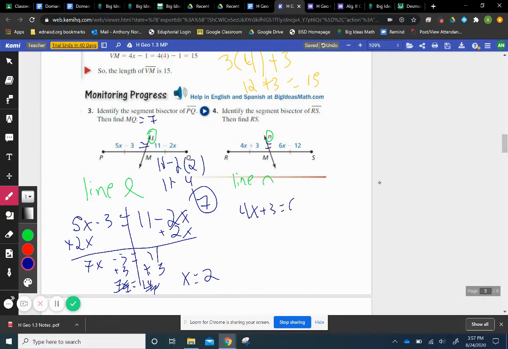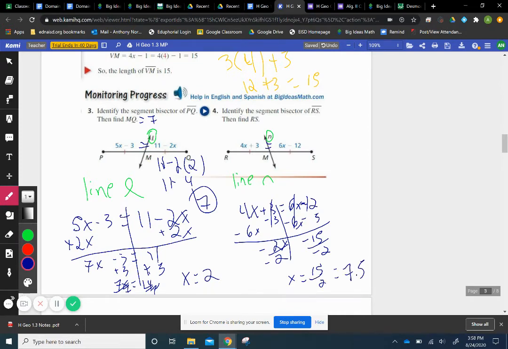Okay. So now we're going to do some math. 4x plus 3 equals 6x minus 12. Minus 3, minus 3, minus 6x, minus 6x. Cancel, cancel. Okay. This is negative 12, minus 3 is negative 15. This is negative 2x, divided by negative 2, divided by negative 2. X equals 15 over 2, which equals 7.5, whichever you prefer.